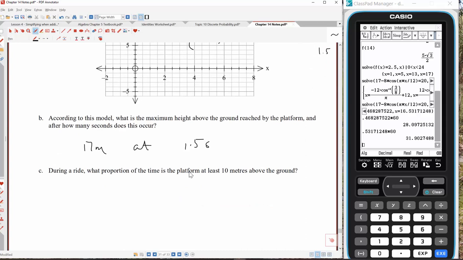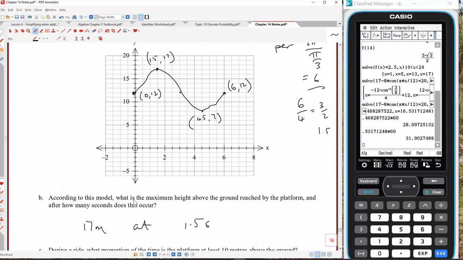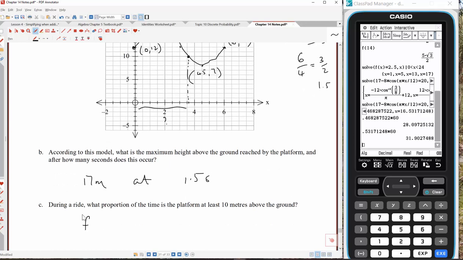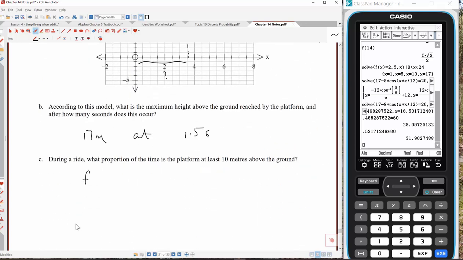During a ride, what proportion of the time is the platform at least 10 metres above the ground? So here is 10 metres. Okay, so this portion of the ride, it's going to be above 10 metres. So basically, if we work out the x value there, we can say that it's this amount of time for which it's above it. So what we're going to do is ask a question of the function, which is h of t. We're going to say, hey, h of t, when are you equal to 10?